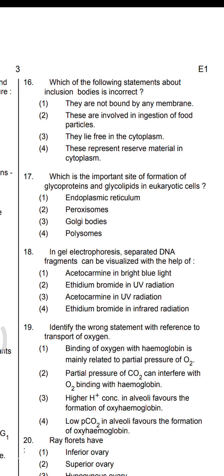17th question. Which is the important site of formation of glycoproteins and glycolipids in eukaryotic cells? Option 1, endoplasmic reticulum. Option 2, peroxisomes. Option 3, Golgi bodies. Option 4, polysomes.